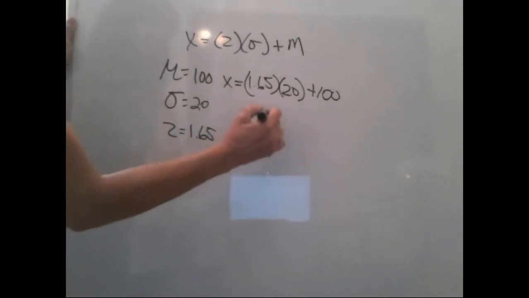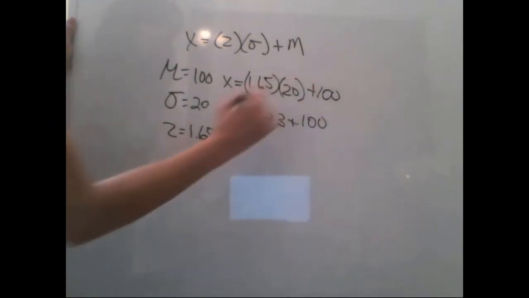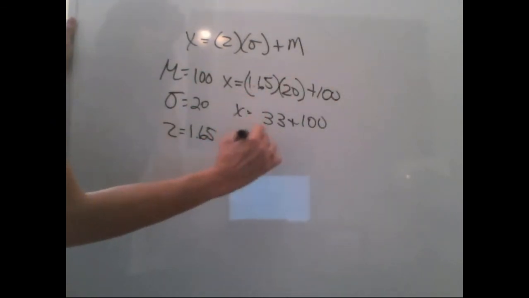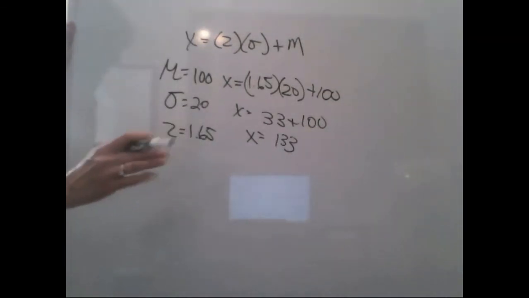1.65 times 20 is 33 plus 100 here. So x is equal to 133. It worked just the same with the handy formula.